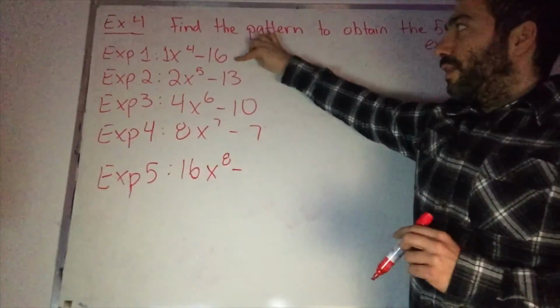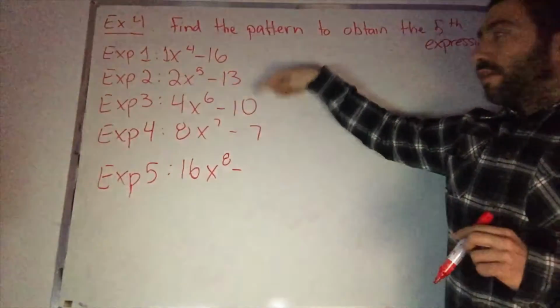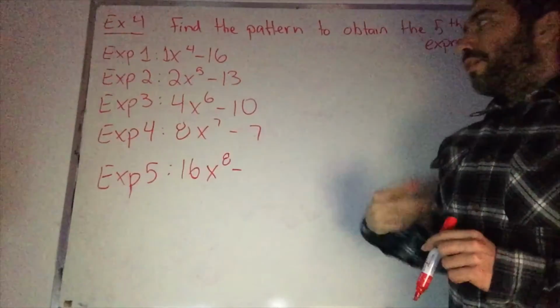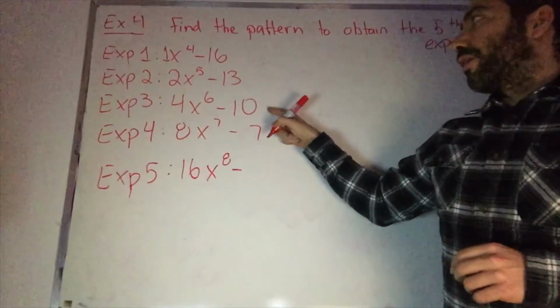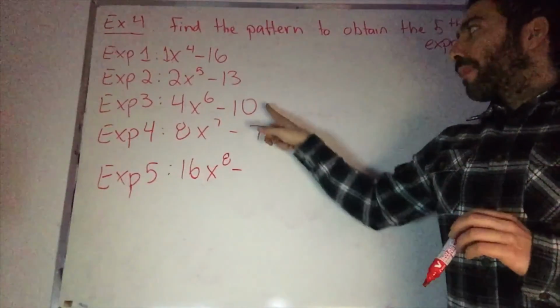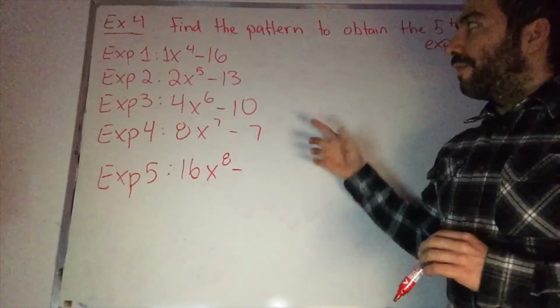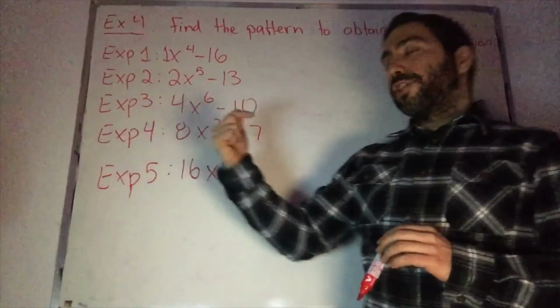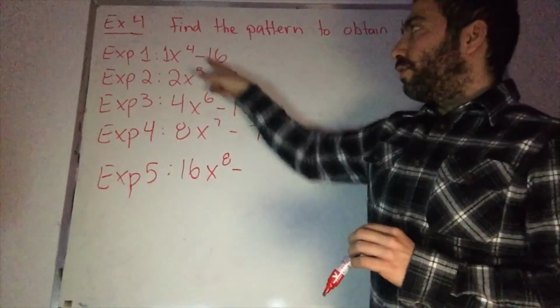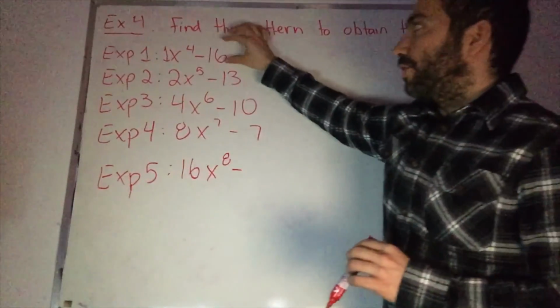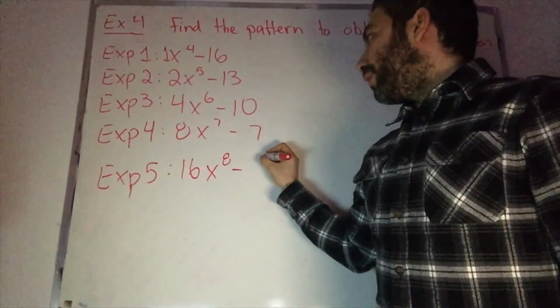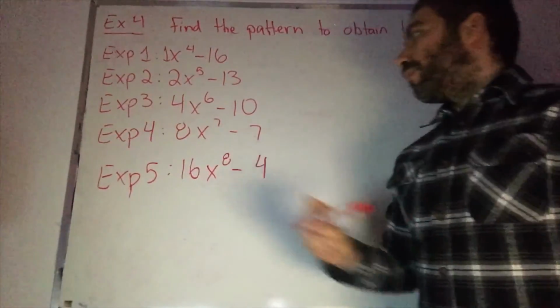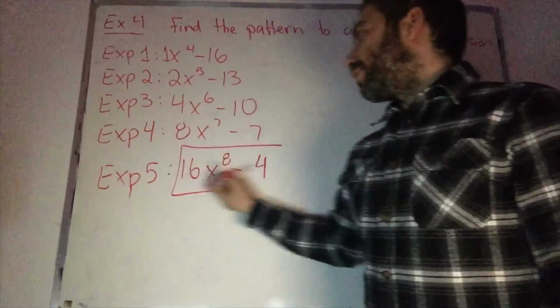And then we have 16, 13, 10, 7. What's happening to this number? You can think of it as it's going down by 3. So 16 to 13 subtract 3. To 10 subtract 3. If you're thinking in terms of negative numbers, you're actually adding 3. But if you're ignoring the negative because you already put it down and you look at just 16, 13, 10, 7, it's actually going down by 3 of those numbers. So the next one would be -4. And this would be the final answer.